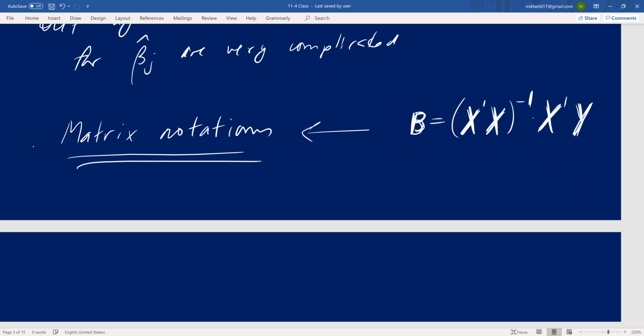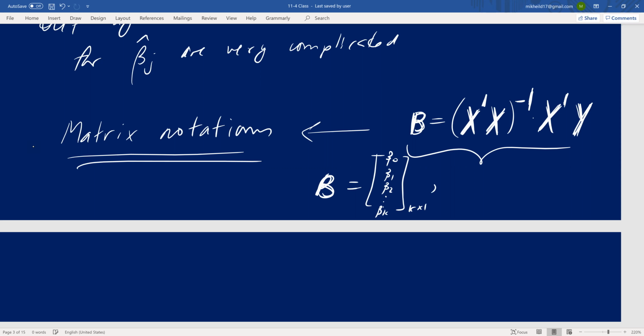This here stands for the inverse, minus 1, and this thing stands for transpose. So this is really easy, but we don't really cover that in this course. And this B in fact is a column matrix that consists of beta 0, beta 1, beta 2, and so on, beta k. So this is a k by 1 column matrix. Similarly, X and Y are also matrices.